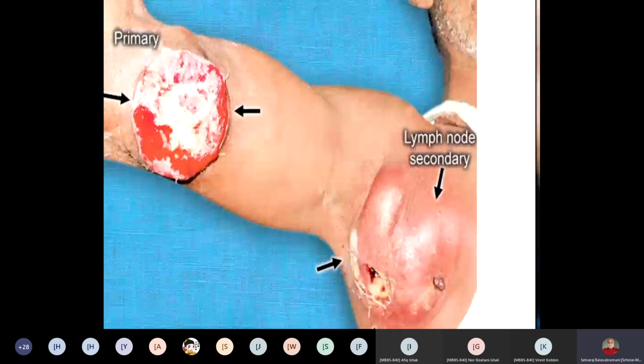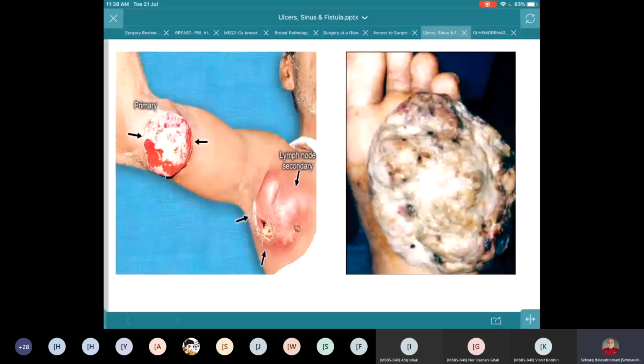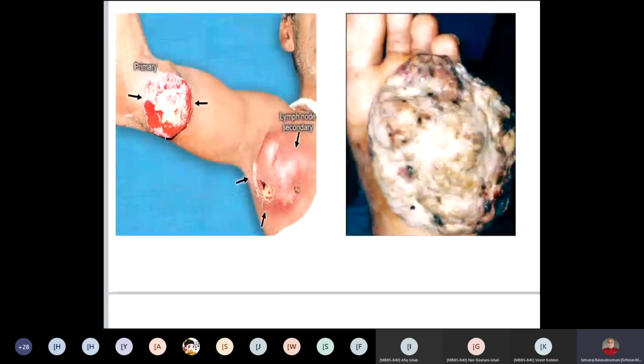So this is the primary. What type of edge will you have? I told you just now. What type of edge will you have in squamous cell? Yeah, it is raised and everted. Raised and everted. Okay. This looks like a cauliflower. In some cases, not just an ulcer, you can see this over the foot of the patient. Okay, the second picture.